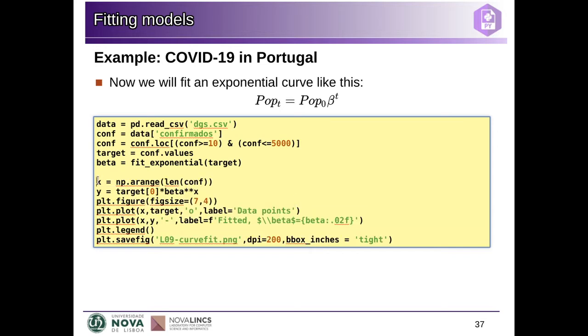We're going to create an x-axis from 0 to how many data points we have selected there. We're going to create the y values, that starts with the initial population, but then is just the beta value raised to each day, each value of the day. So this is the exponential curve there, but now using the beta that was optimized by fitting the data. And now we plot the data points with circles and a line for our fitted model.